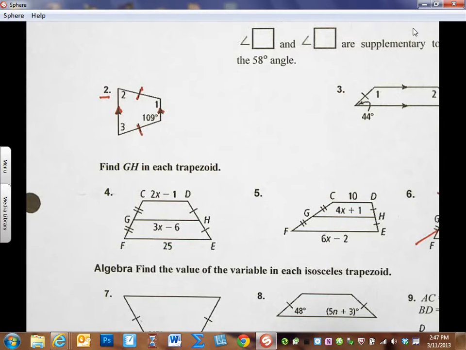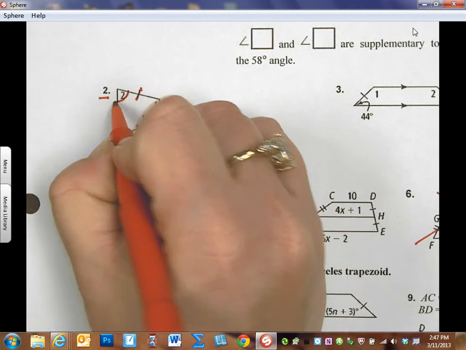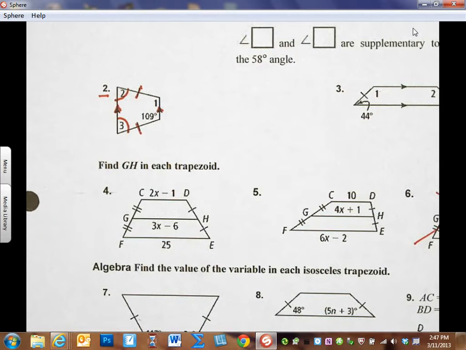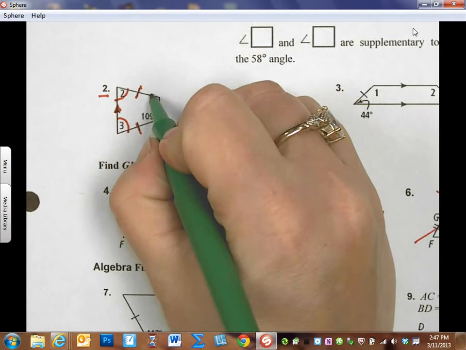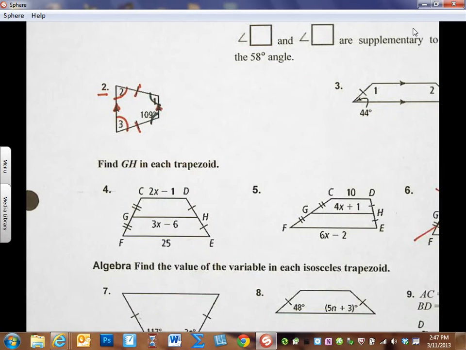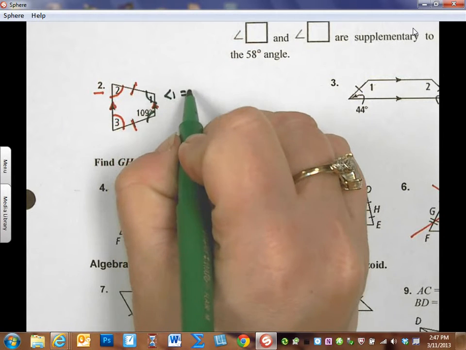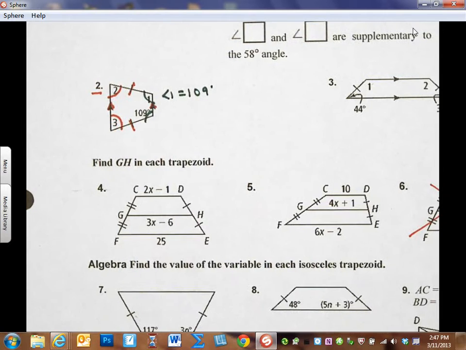So here in this problem, what do we know about an isosceles trapezoid? One, we know that the base angles are congruent. Well, what are my bases? My bases are the parallel sides. So I know that this angle is going to be congruent to this one, and I know that this angle is congruent to this one. Okay? So easy problem. Angle 1 is 109, right off the bat, because those two are congruent.